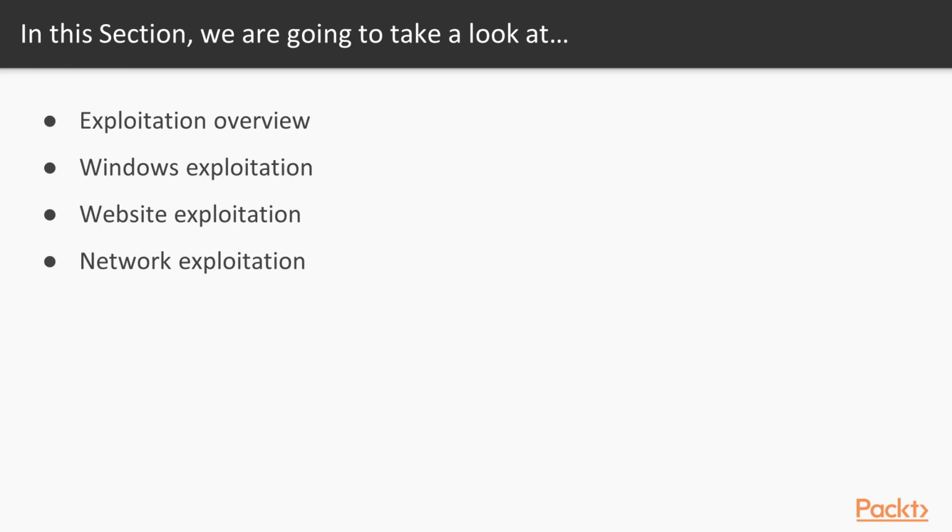Now in this section we are going to take a look at various points. First of all, we are going to learn about the overview of exploitation. Then we will learn how you can attack or exploit the Windows operating system. And we will learn how you can exploit a website. And then finally we will learn how you can exploit or penetrate a network.